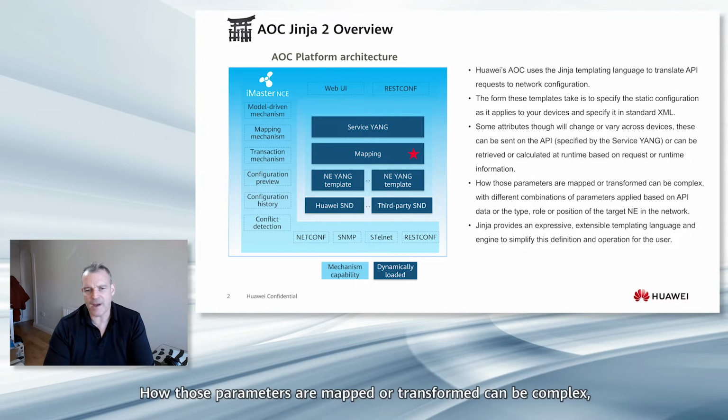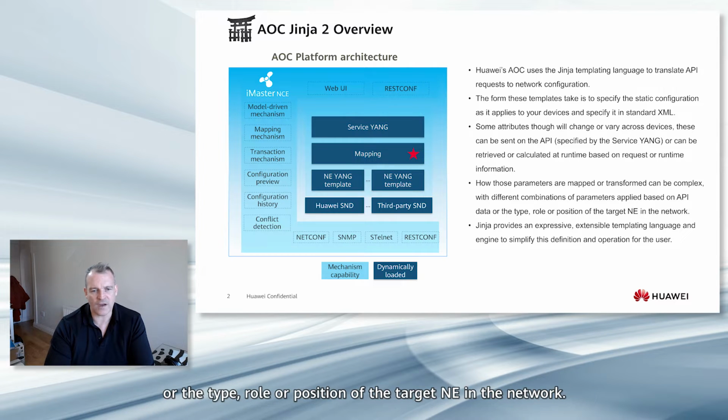How these parameters are mapped or transformed can be complex, with different combinations of parameters applied based on API data or the type, role, or position of the target network element. Jinja provides an expressive, extensible templating language and engine to simplify this definition and operation for the user.